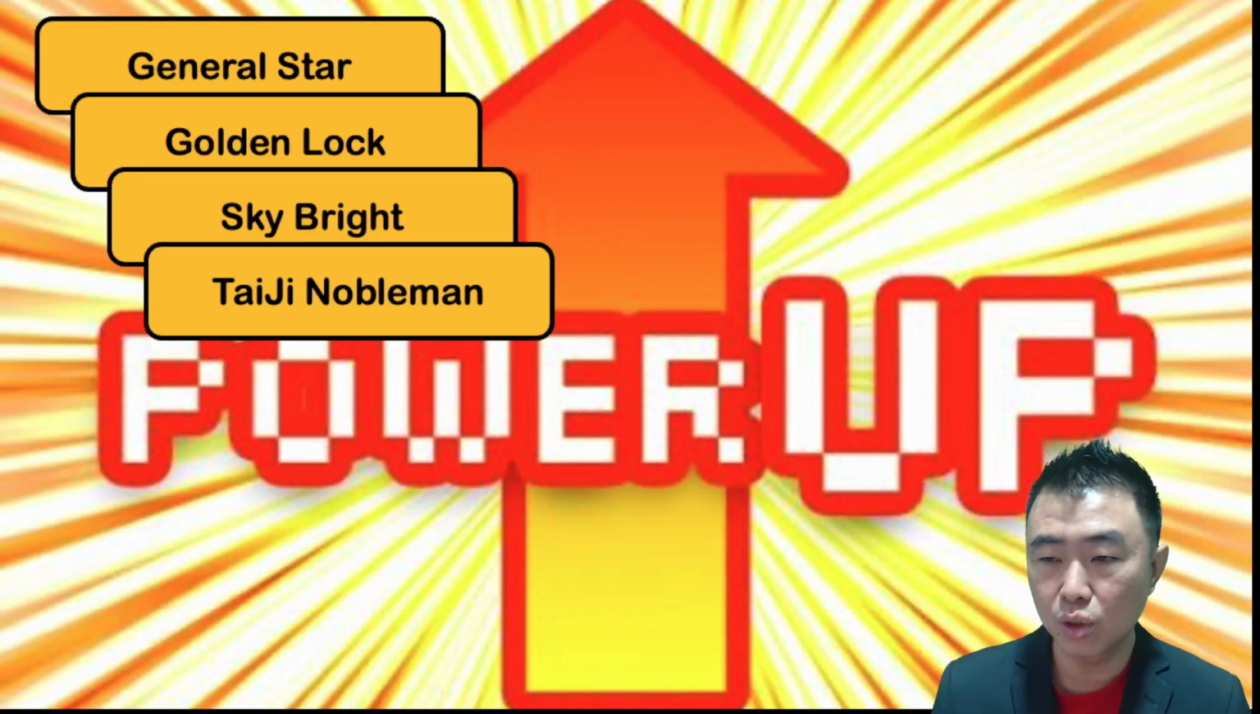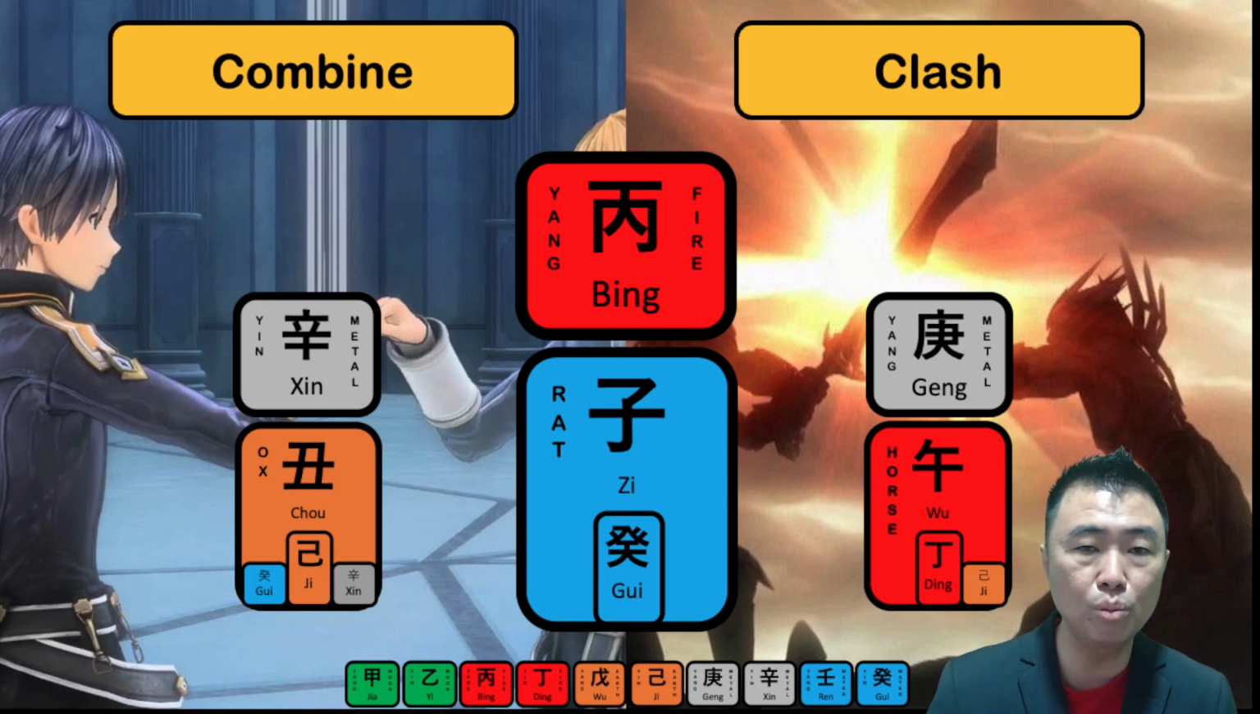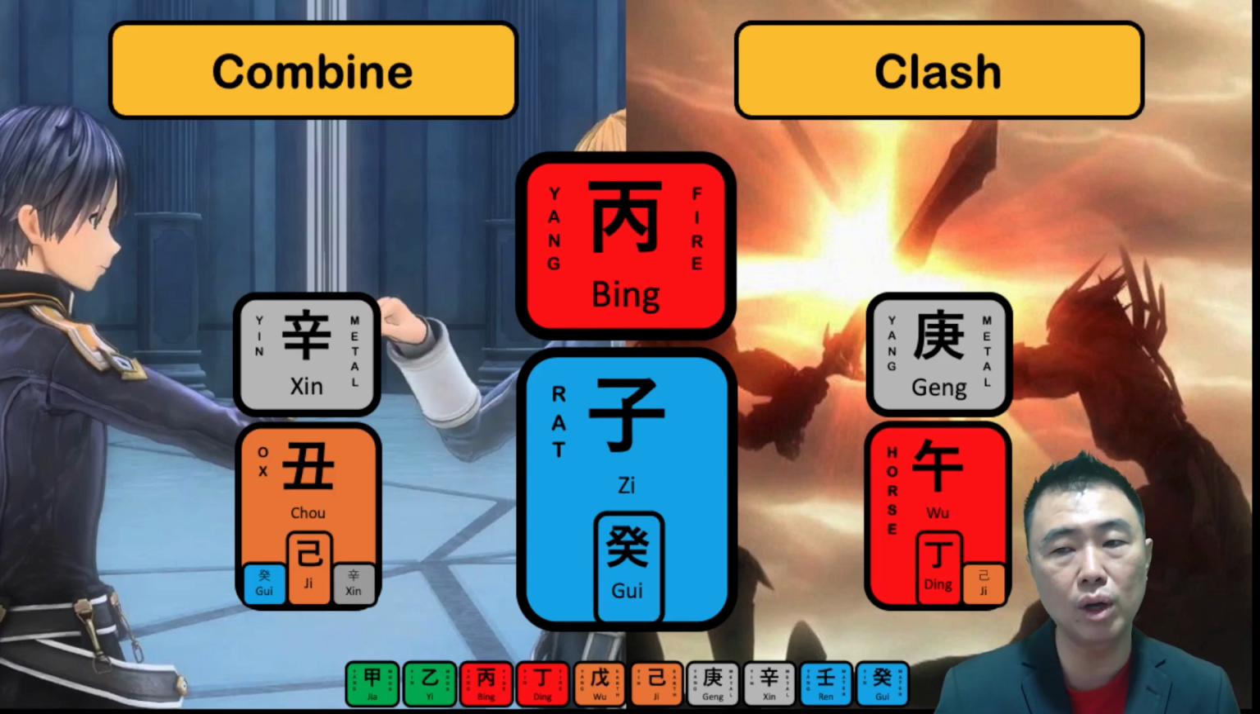So come, let's go in and take a look. As usual, two pillars will always have higher impact. One is called the combined pillar, which is the Xin Chou.